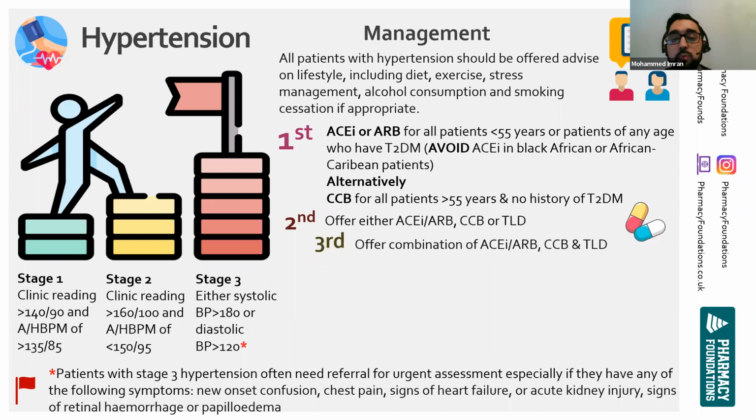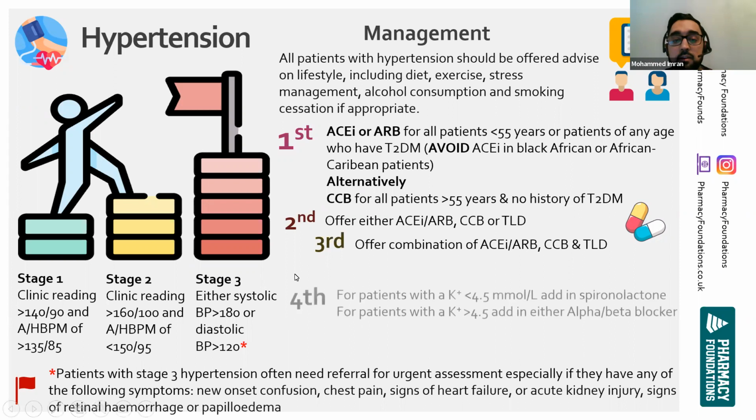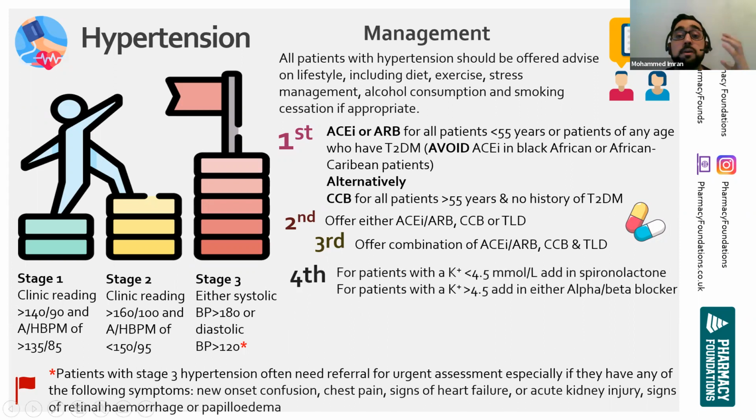Next, we would offer a combination of all three of these. So they might be on ramipril, 5 milligrams, amlodipine, 10 milligrams, and then a thiazide-like diuretic such as indapamide. Fourth line depends on the patient's kidney function and their potassium levels. So if their potassium level is less than 4.5 millimoles, we can add in spironolactone because that's naturally going to push up the potassium level slightly.